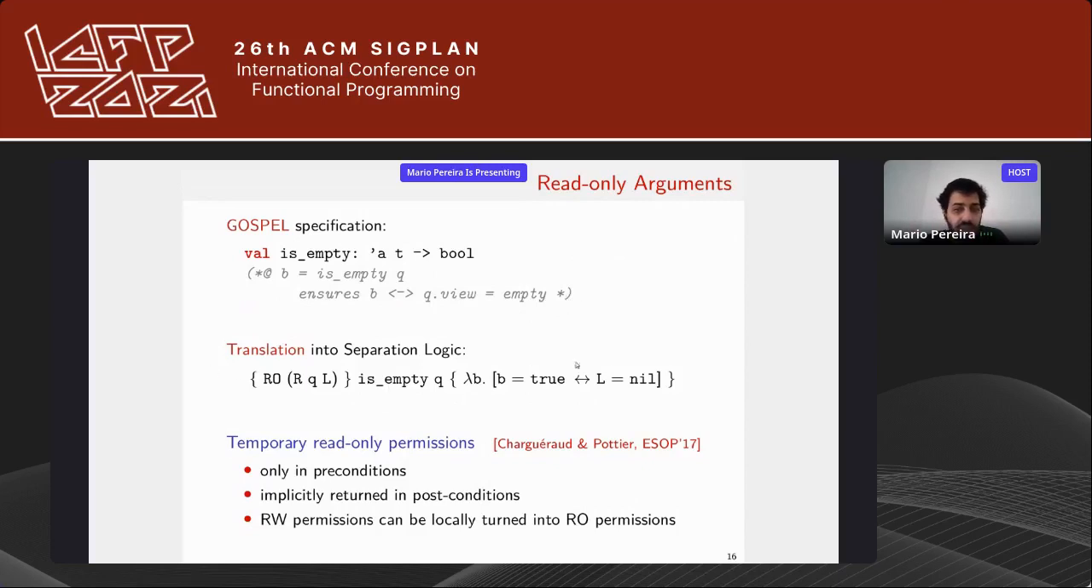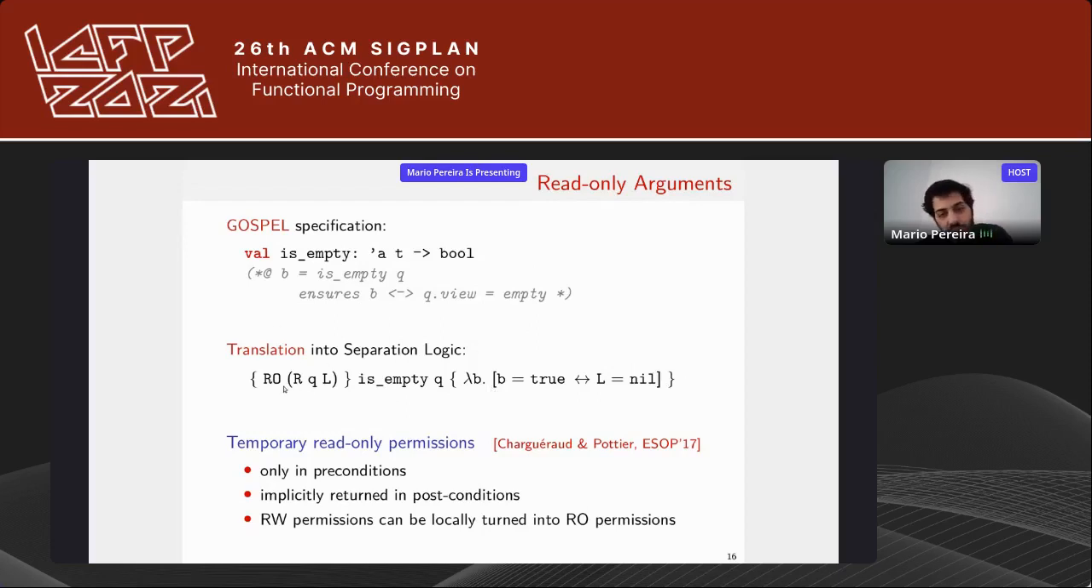Now, this is the first such example of translating gospel into separation logic. Let's start with the post condition, which says that the boolean b that is returned is true if and only if the logical model L, remember the first specification that I showed you of the Q data structure using separation logic, is nil, the empty list. The square brackets here are just used to represent a predicate that does not depend on the heap, a pure predicate if you want.